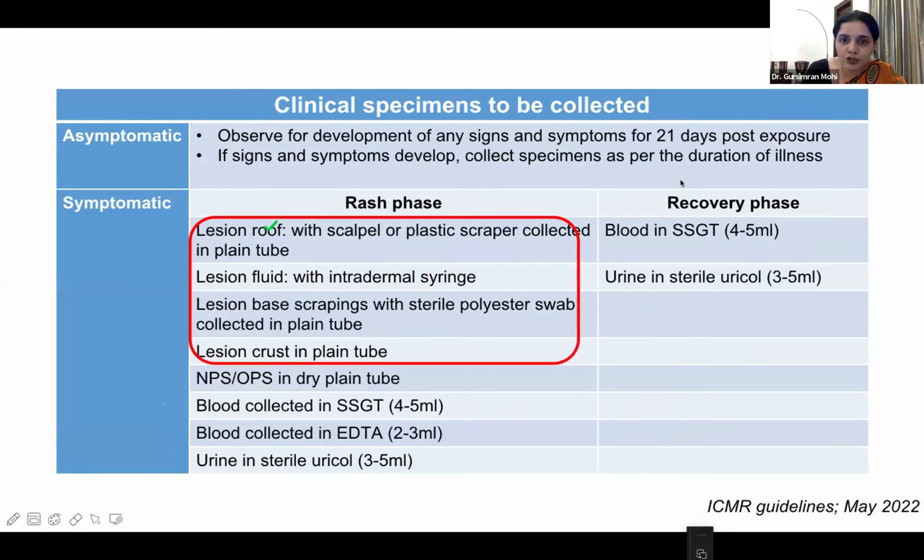The lesion roof has to be taken with a plastic scalpel, and then after the roof has been removed, the lesion fluid has to be taken with an ID syringe. Then the base scrapings should be scraped with a sterile swab, and the lesion crust should also be put in a plain tube. Just rubbing the rash or the pustular area will not help. The roof, the fluid, the base scraping, and the crust, all these four things have to be taken.